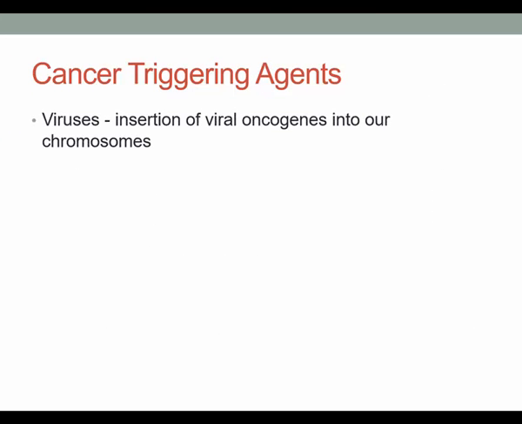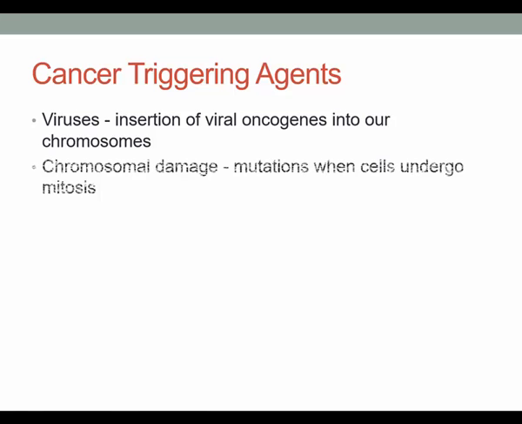Some viruses can insert their proto-oncogenes into our genomes and take over a cell's ability to replicate, and then the cell becomes cancerous. Chromosomal damage can also occur during DNA replication. We have enzymes that fix these, but they don't always catch everything, and sometimes the mutation actually is in the repair genes.